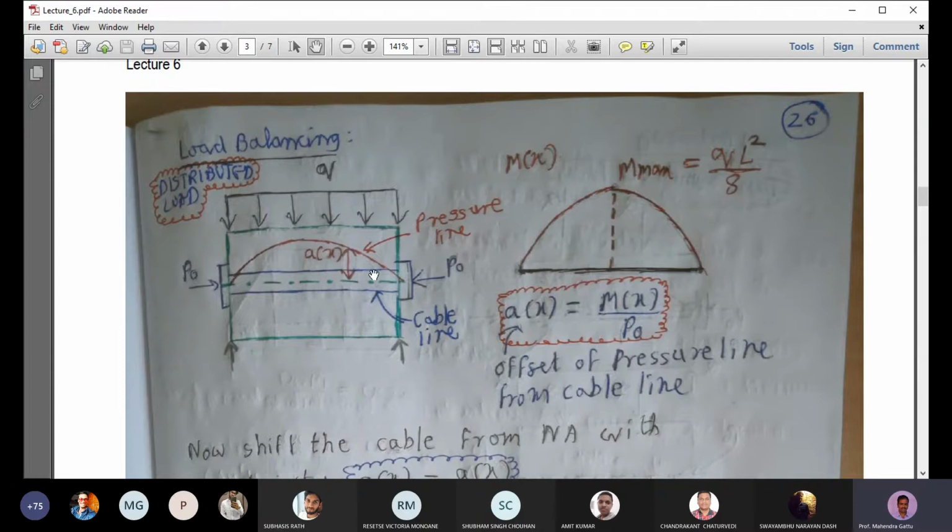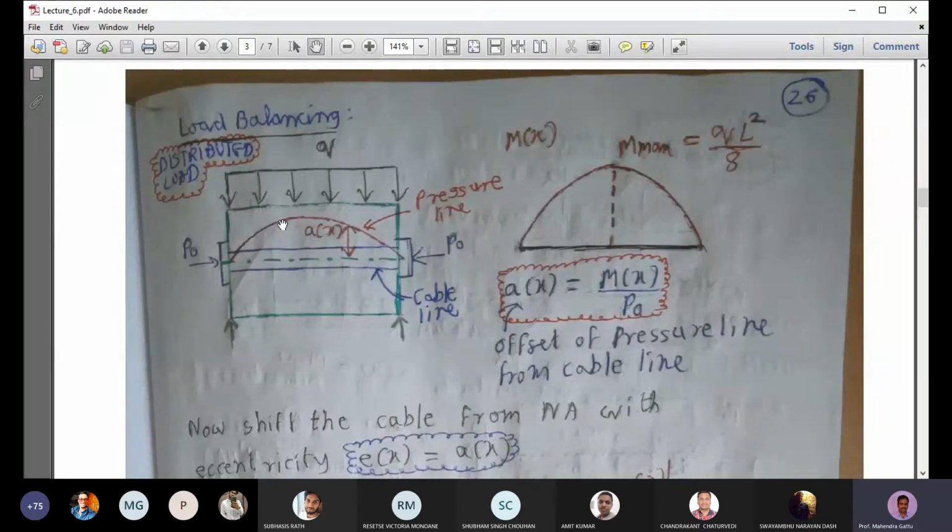Now, if we have a cable line which is coinciding with the neutral axis, we can then plot the pressure line. So the pressure line will look like this. It is also parabolic, and we can find out the distance of the pressure line from the cable line. The distance is A of x. So that A of x is equal to M of x by P naught.